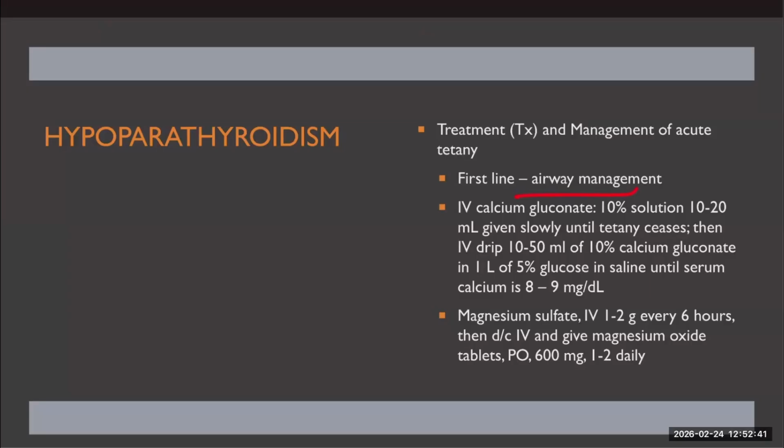And give some mag sulfate as well. And then wean them over to oral when they can tolerate it. You start off with the IV to get them going, and then you wean them off to the oral before they go home.